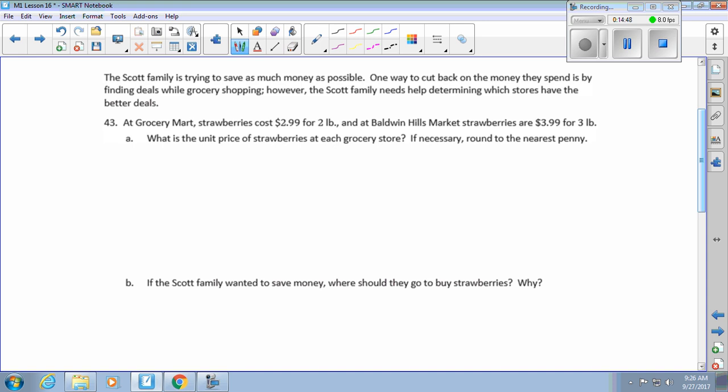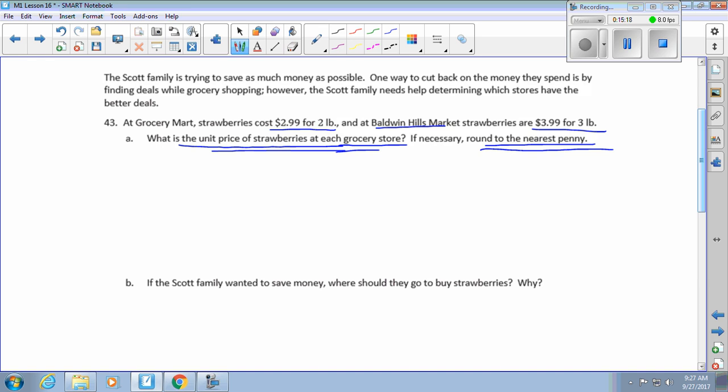So they're looking at the ads right now in the paper maybe, and it says at Grocery Mart, strawberries cost $2.99 for 2 pounds. And at Baldwin Hills Market, strawberries are $3.99 for 3 pounds. We have to figure out the unit price of strawberries at each grocery store, and then it says, if necessary, round to the nearest penny. Okay, so two places past the decimal point.